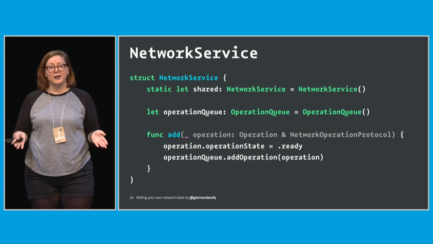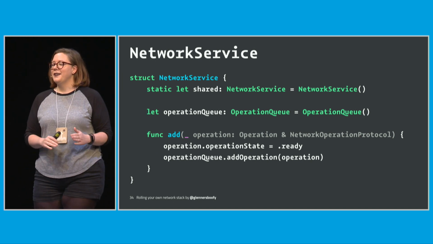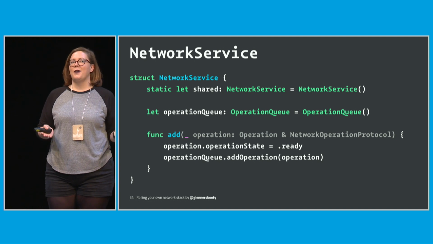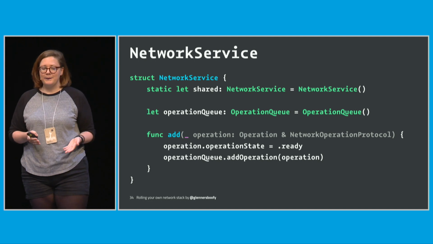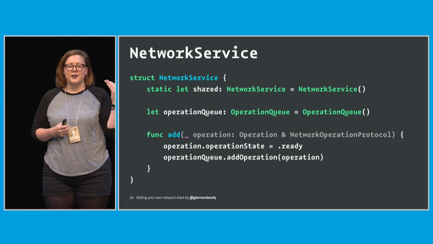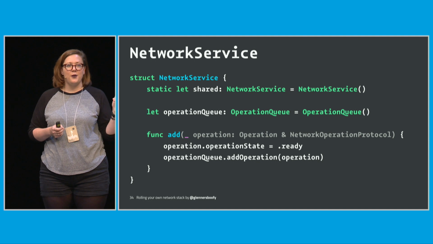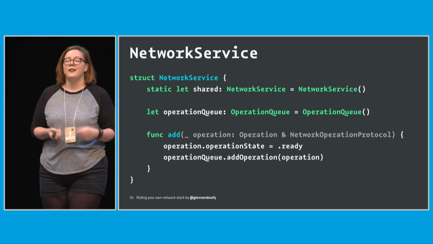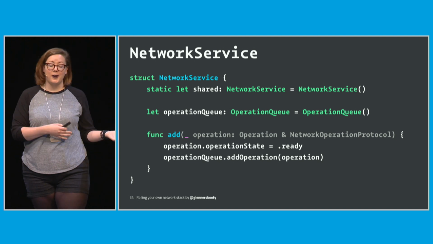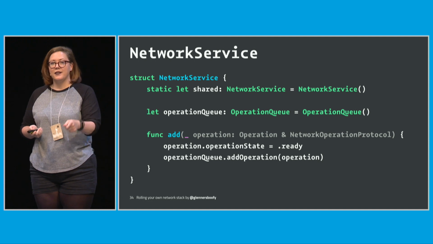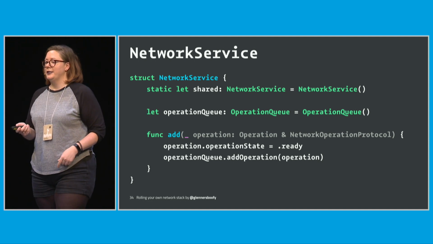All right, so for the network service, what I really want to hit home here is that it's pretty much a wrapper around an operation queue from Foundation. And so you have the operation queue, and then you have a function to add an operation to that operation queue, or in this case, to add a network operation to our network service. And I will get to this network operation protocol in a little bit. All right, so that looks pretty doable.